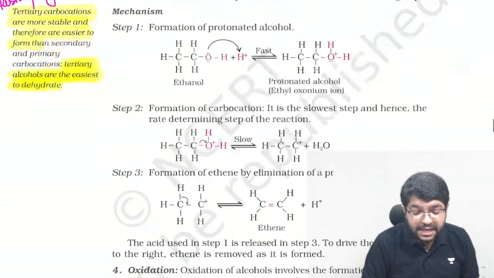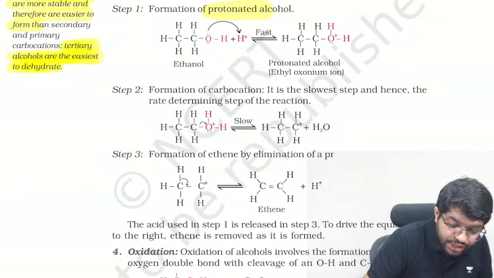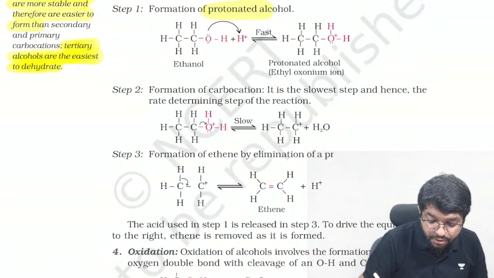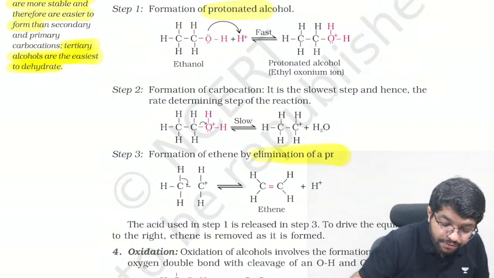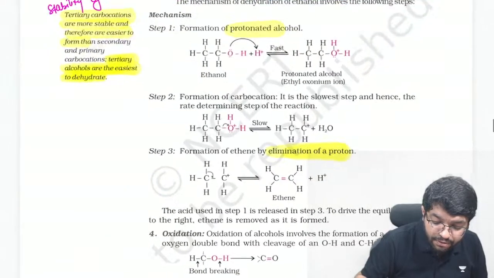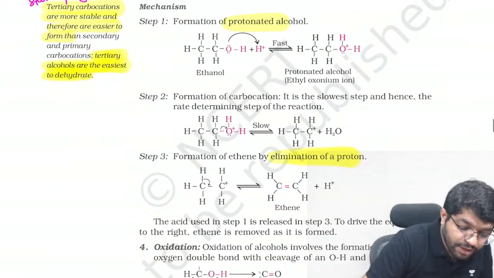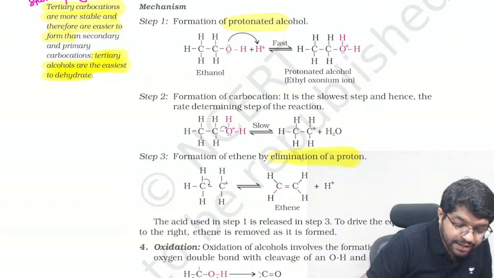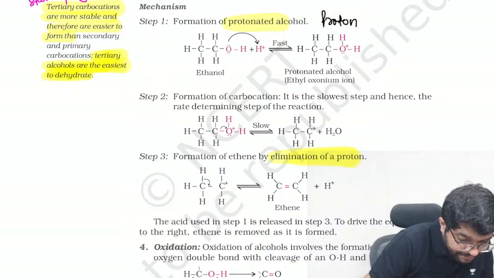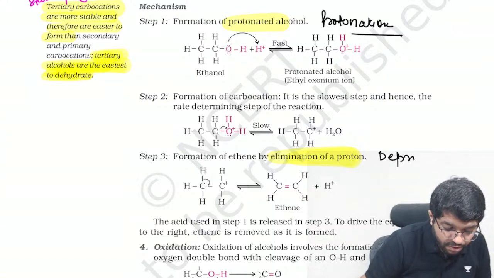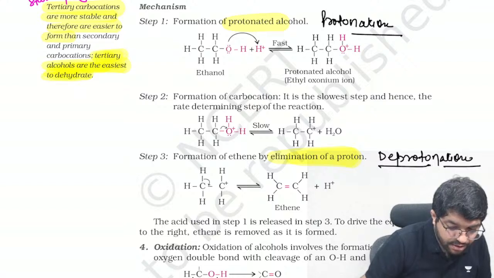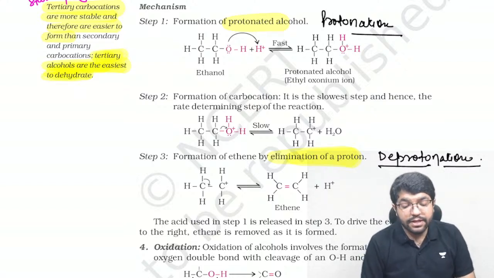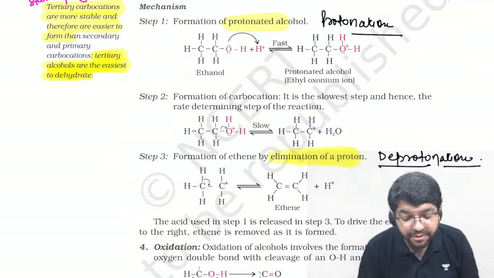And the steps are the same, sir. One is protonation. The third one is deprotonation, formation of alkene by elimination of a proton. Elimination of a proton is deprotonation. The first step is protonation. Same step, sir. Deprotonation. Right? And last but not the least, the second step basically here is the formation of carbocation.